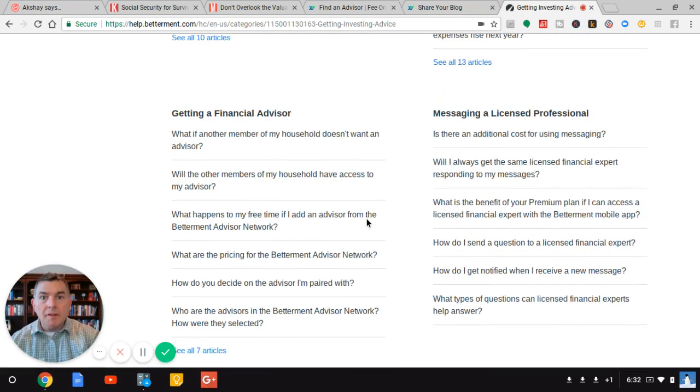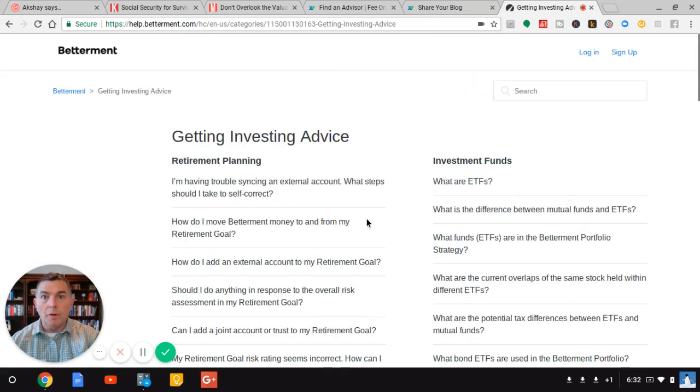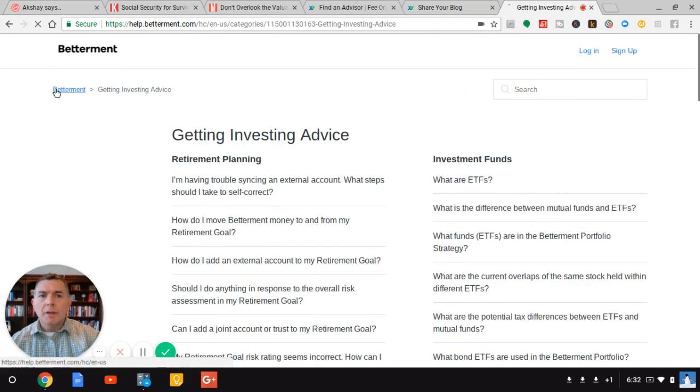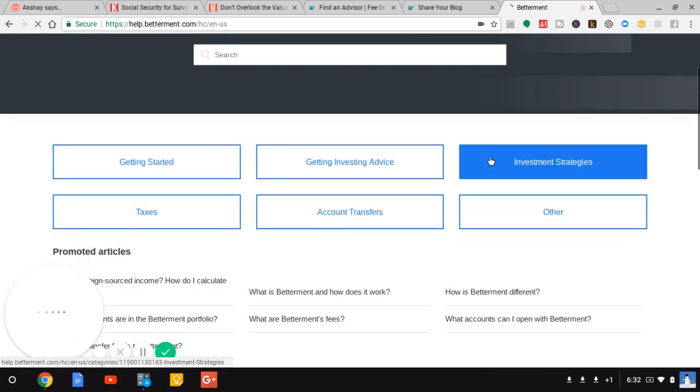All right, so I don't see anything about the model portfolio. I'm sure it's in here. I know what it is because I've seen it before. Just let me see real quick. There's got to be a model portfolio, getting investing strategies. Let's see if this is it right here.